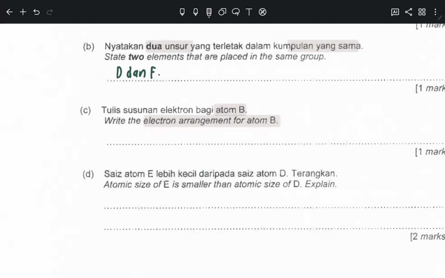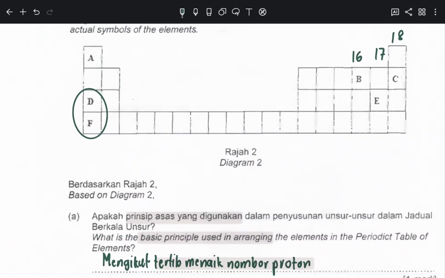Okay, so electron arrangement for atom B. Where is B? Okay, B is in this shell. So this is your second shell. So B is in your second shell. And which group?